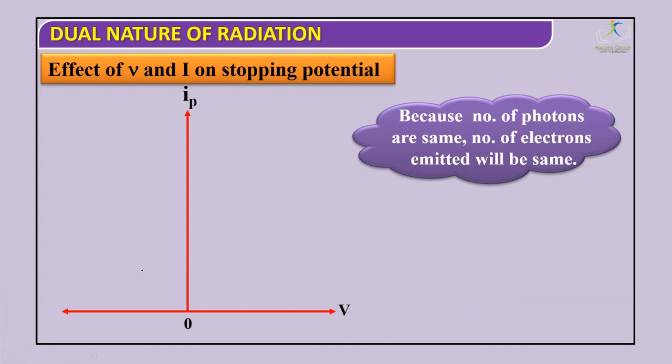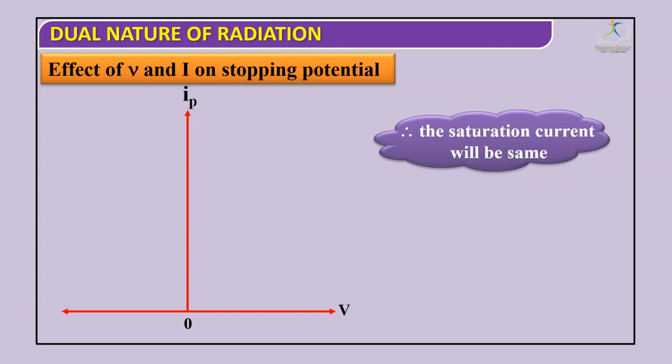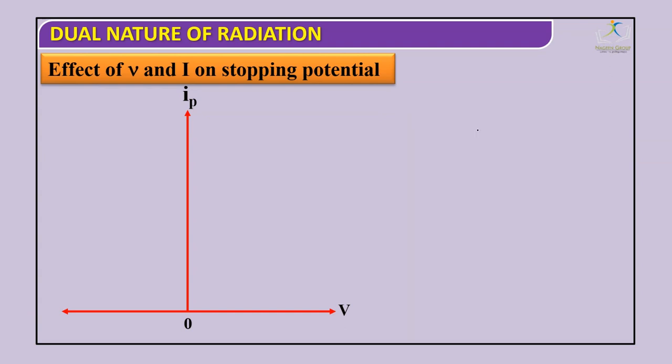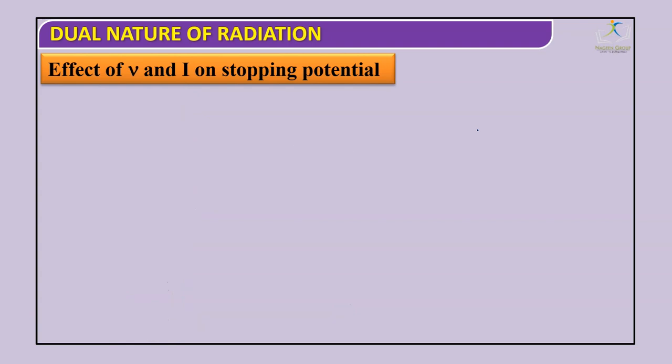Because the number of photons is the same, the number of emitted electrons will be the same. Then the saturation current will be the same. So this is Vs1. As we can see, the stopping potential is different each time, but the current is the same. This is what we know as the saturation current, which is not changing.